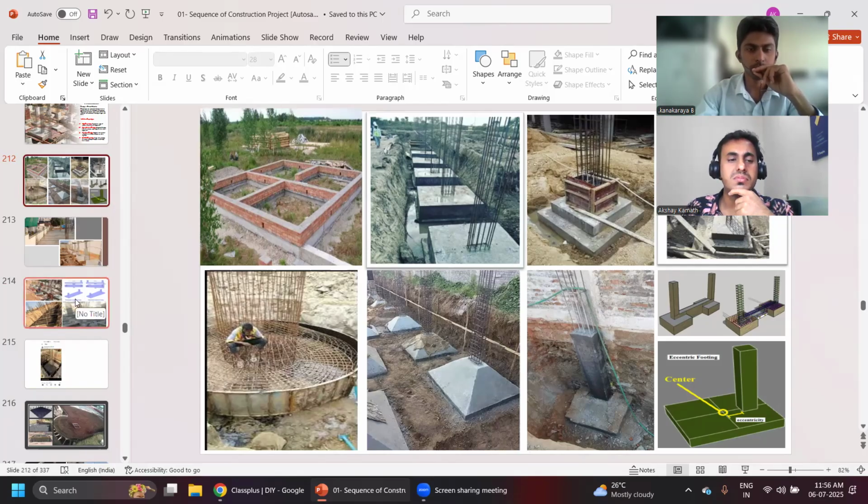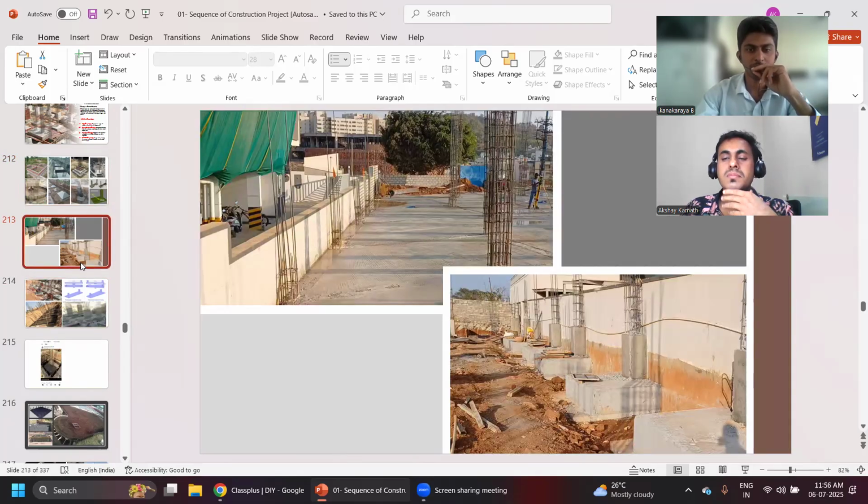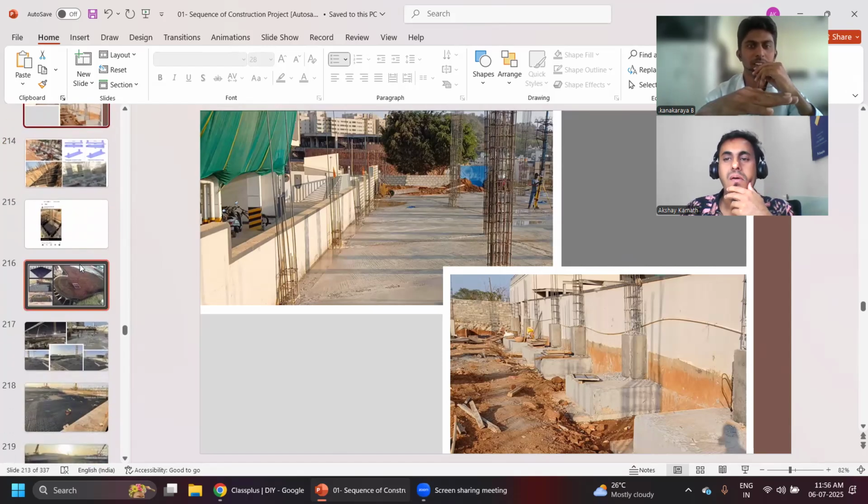What is punching shear? Sir, if the load is heavy, the column will punch and damage the slab. Punching will come in two cases: even in footing it will come, and in slab it will also come.